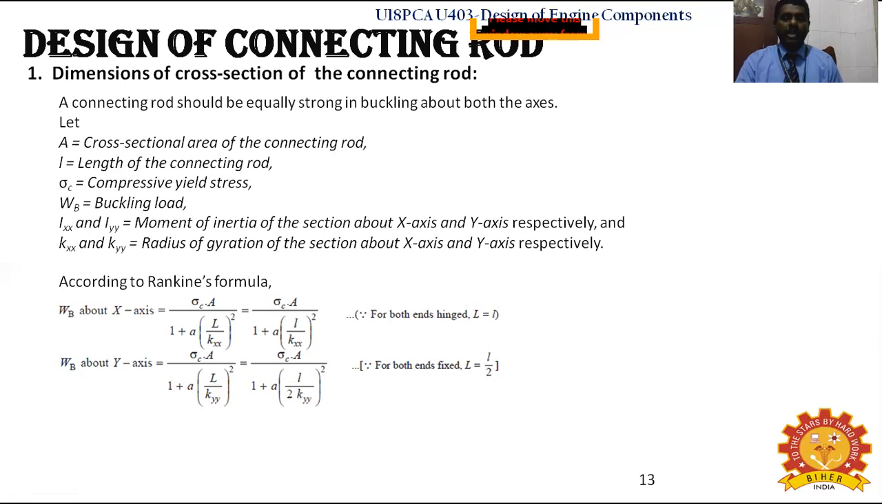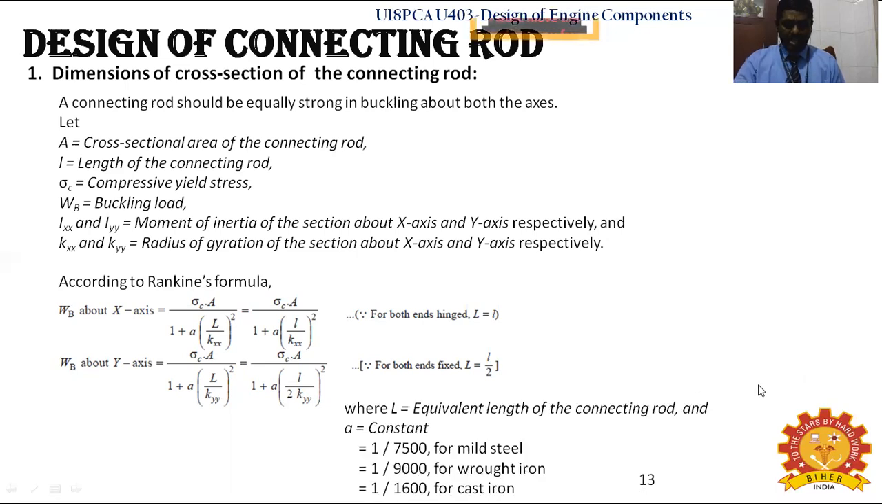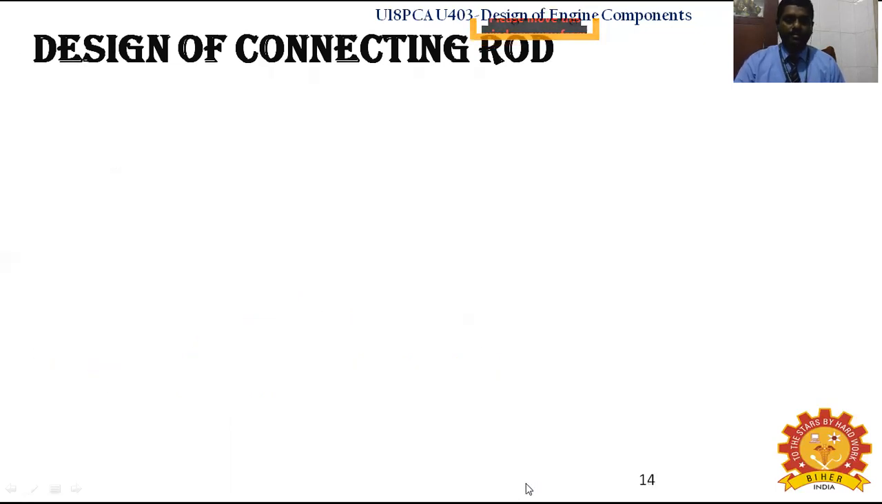This Rankine formula is what you use to identify the thickness of the I section. Once you identify the thickness of the I section, the width and height of the I section can be identified using the relation you have seen, 5T and 4T. You can identify the remaining dimensions. So here capital L is the equivalent length of the connecting rod, and a is considered to be a constant. This constant value will be 1 by 7,500 for the case of mild steel, 1 by 9,000 for the case of wrought iron, and 1 by 1,600 for the case of cast iron.